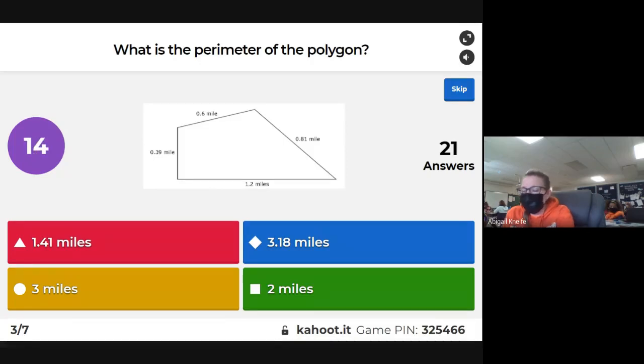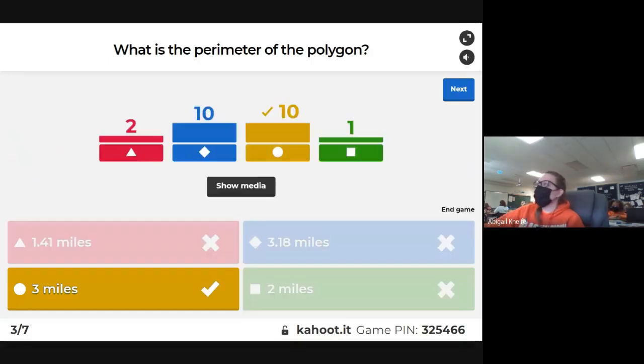You have 15 seconds. The correct answer is the perimeter of this polygon is 3 miles. If you add them all up, it is 3 total.